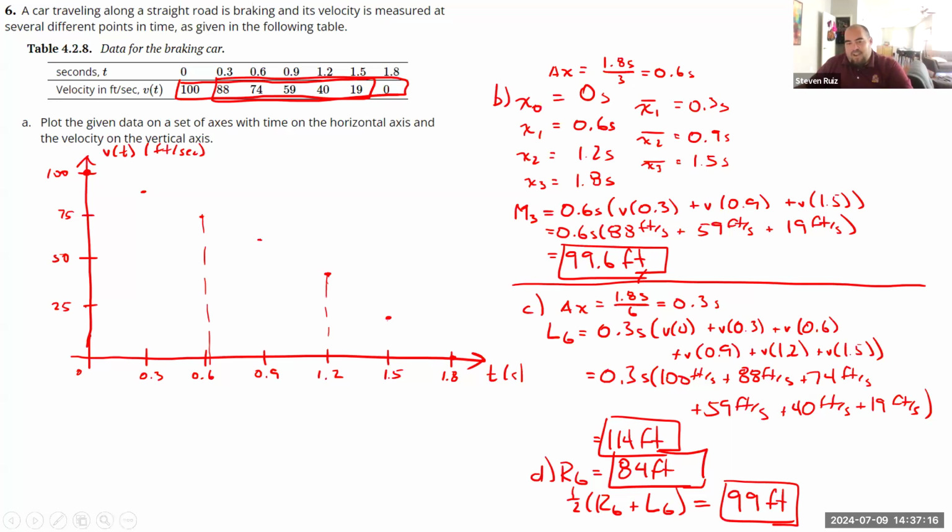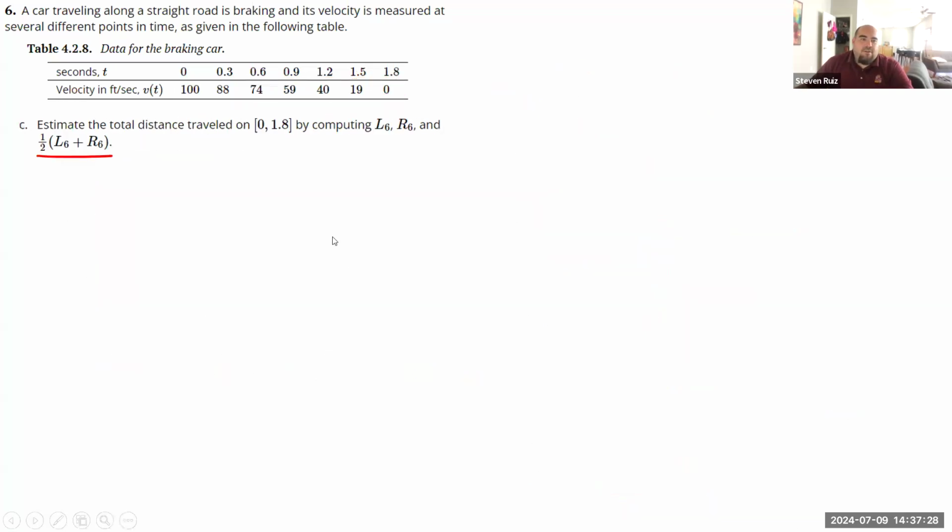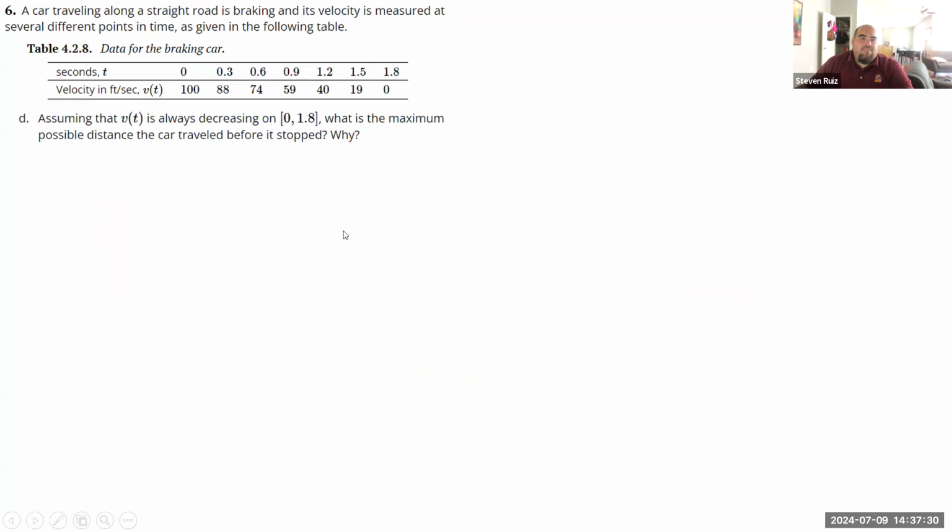So what is it that you're averaging? Is it the x values or the y values? That's basically the difference between what I did in part B and what I did in the very tail end of part C here. Not part D. Part D is still to come. Part D, assuming that V of t is always decreasing, what is the maximum possible distance the car traveled before it stopped? Okay, so V of t is always decreasing.